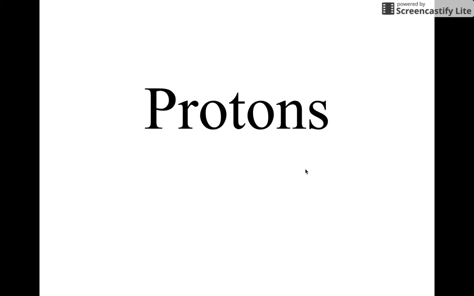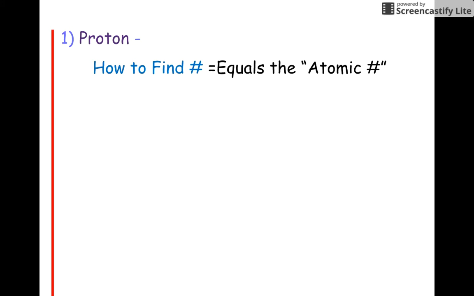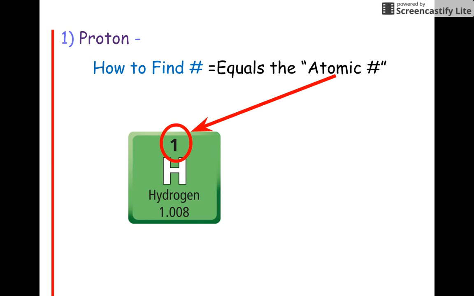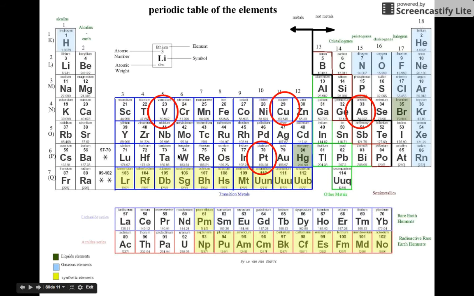Let's skip this one. Let's look at protons first. You find the number of protons by looking at the atomic number. So hydrogen has 1 proton because the atomic number is 1. If you were to look at copper or vanadium, the number of protons is going to equal the atomic number. Vanadium is going to have 23, copper is going to have 29 protons, arsenic is going to have 33 protons, and platinum is going to have 78 protons.